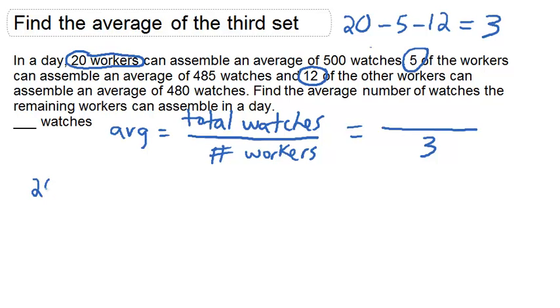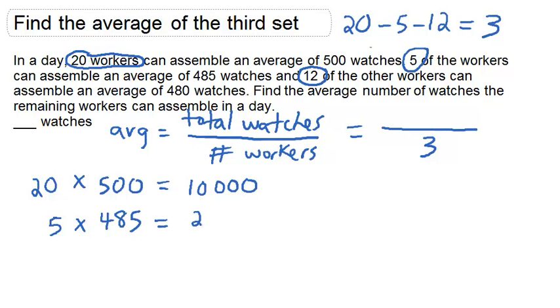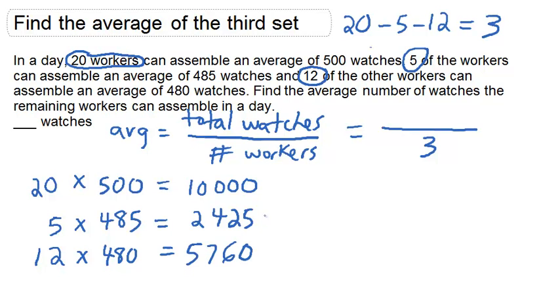Well, we know that 20 averaged 500 each. So all 20 workers made a total of 10,000 watches. Then the information given said that 5 of the workers made an average of 485 each. So that's 2,425 of those 10,000 watches. And lastly, 12 other workers made 480 each on average. So that's another 5,760 of the watches.